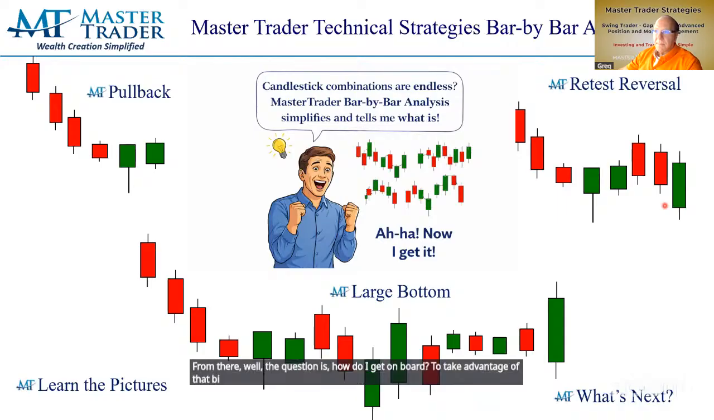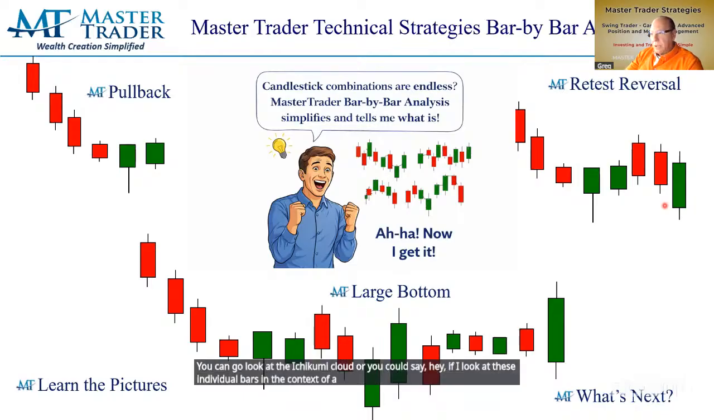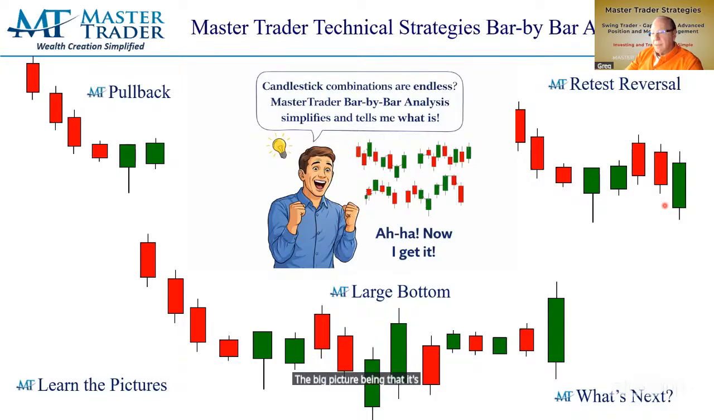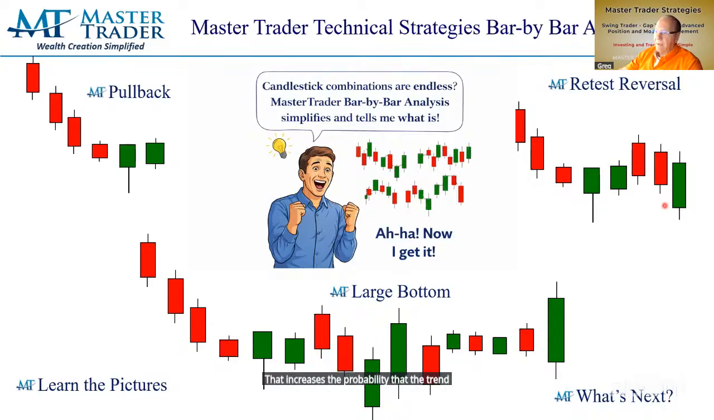Now, you can go look at the Ichimoku cloud, or you could say, hey, if I look at these individual bars in the context of the big picture being that it's going to go up, I need individual candles that communicate to me that buyers are taking control at this moment in time. That increases the probability that the trend will continue. That's what we're after.